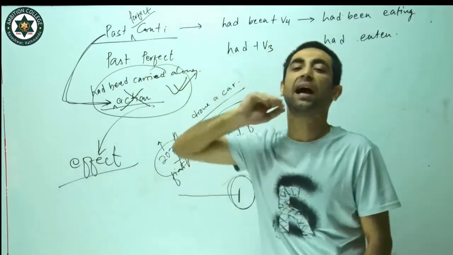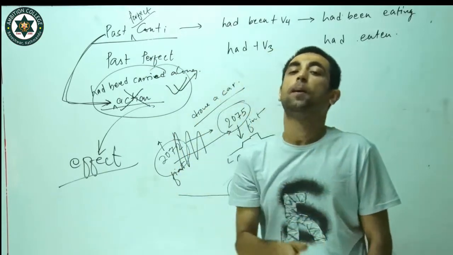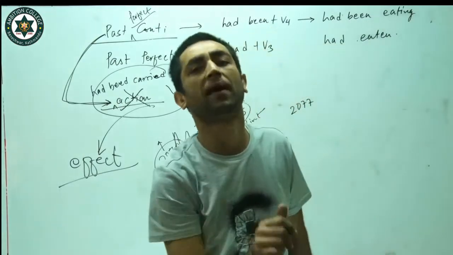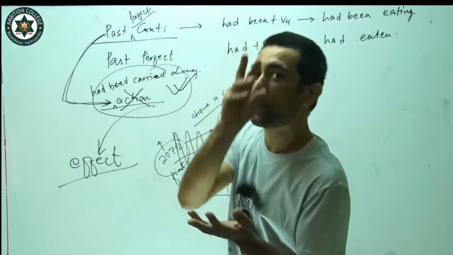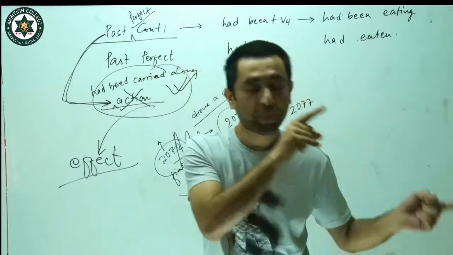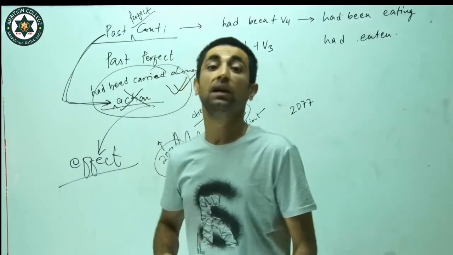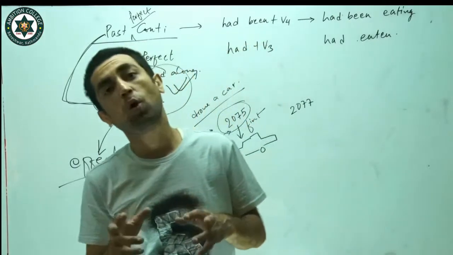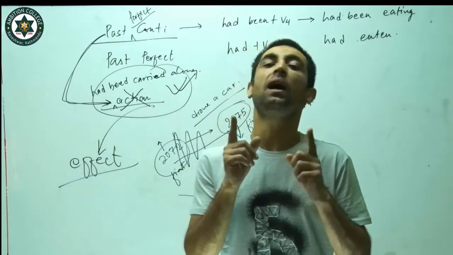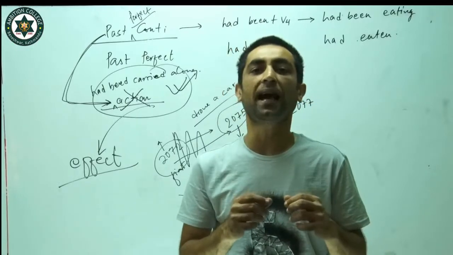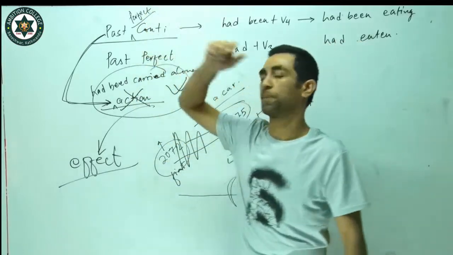In this case, the action is completed. Action has to be over, but the effect should remain there. So to talk about a specific moment of the past where experience, effect is being carried, we use the past perfect tense. And to talk about those moments of time where not the result, effect is being carried, rather the whole action is being carried, we use the past perfect continuous.